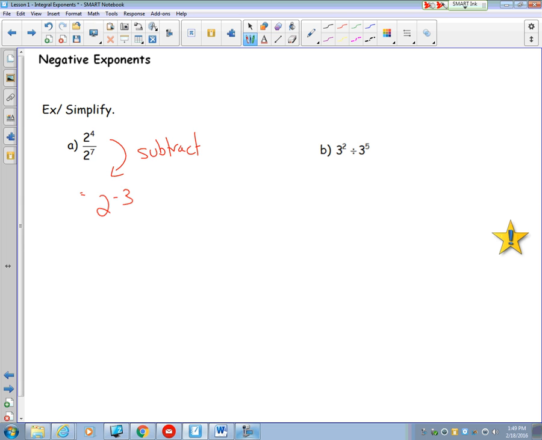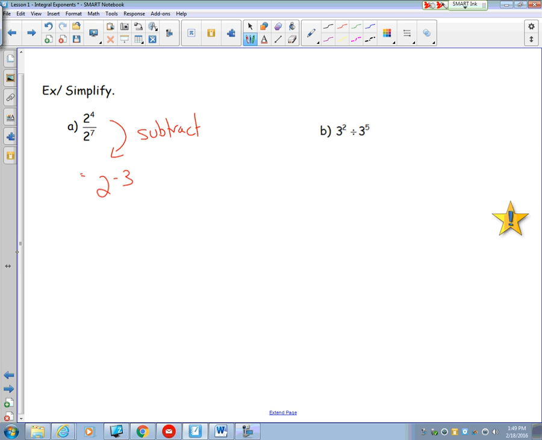To fix this, I'm going to go back to my idea. What is 2 to the 4? 2 to the 4 actually means 2 times 2 times 2 times 2, 4 of them, right? And on the bottom, I need to have 7 of them. 3, 4, 5, 6, 7.